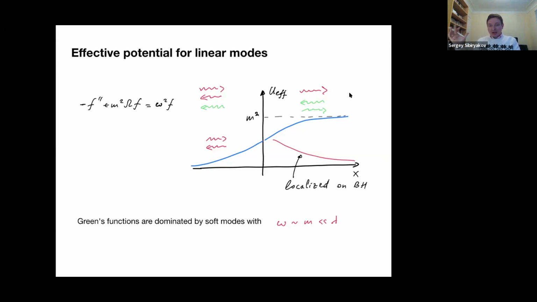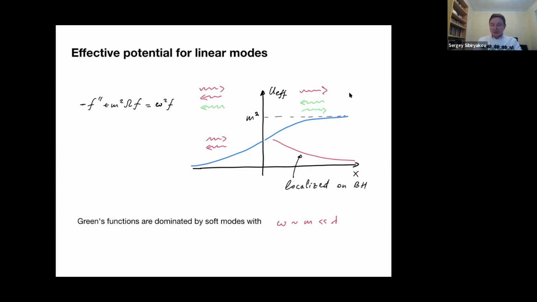To find the solution outside the core, we need to find the Green's function, and for that it is important to expand the field in the eigenmodes. That's where this effective potential appears. The eigenmodes of the field in this background are given by the solutions of this Schrödinger-type equation with an effective potential that changes from 0 at minus infinity in these coordinates, which means close to the horizon, to the mass, asymptotically, in the asymptotically flat region.